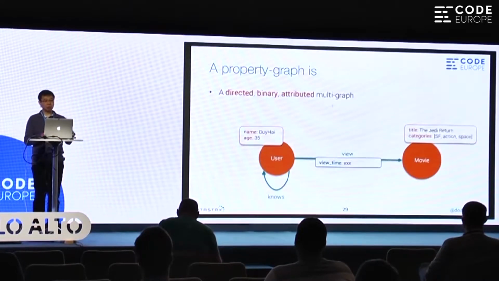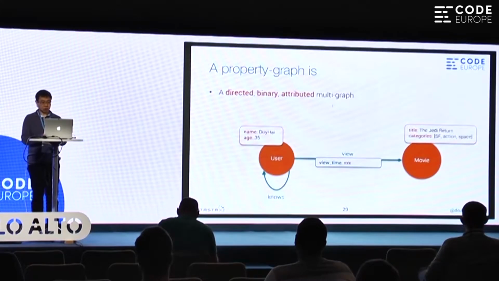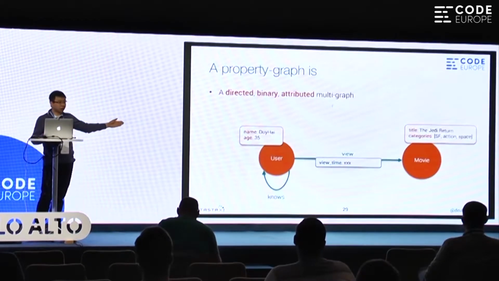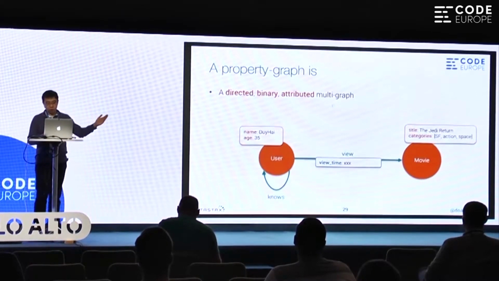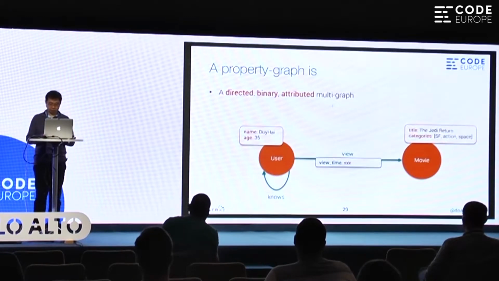And you have attributes. So you can have attributes on the vertex itself. So for example, for the user vertex, you have name, age, and so on. You can also have attributes on the link, on the edge. So on the view edge, you have view time, which is an attribute, right?